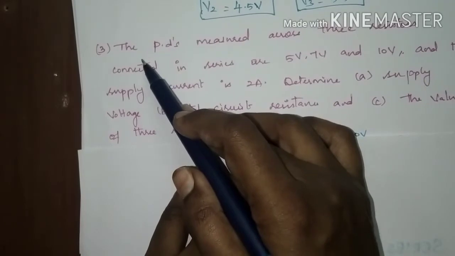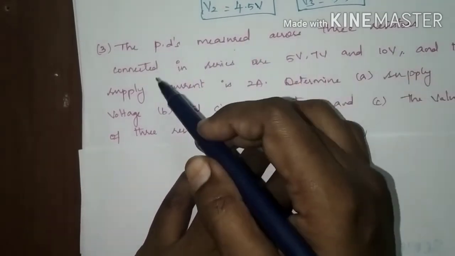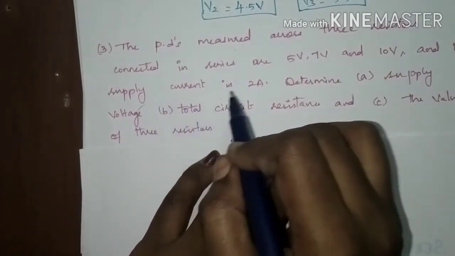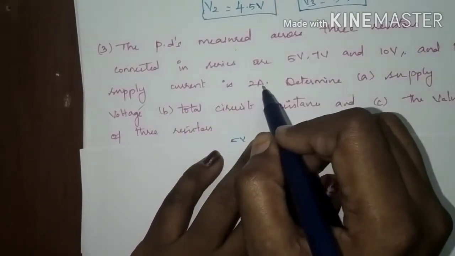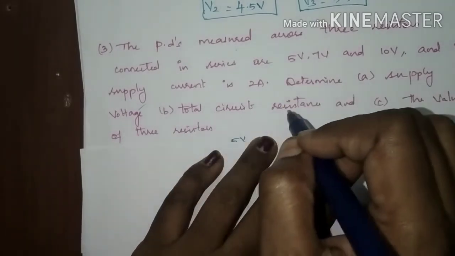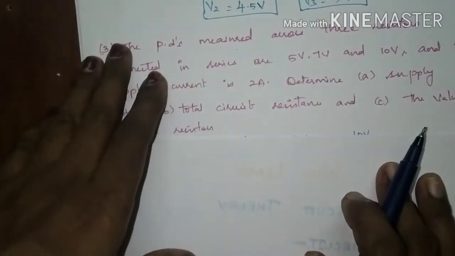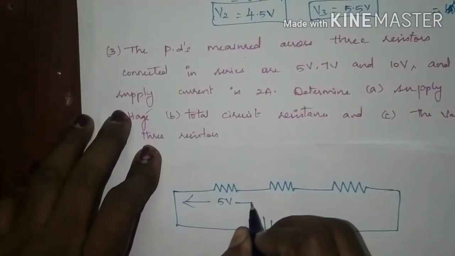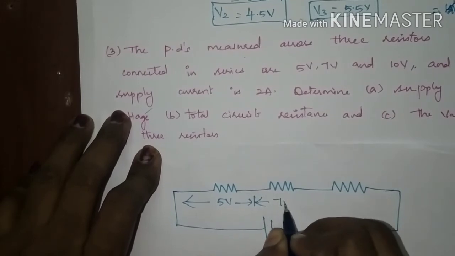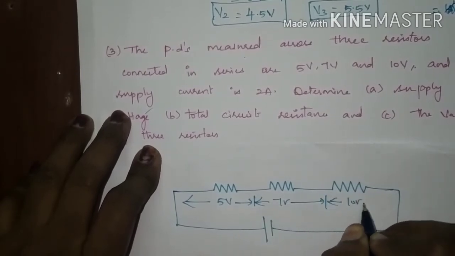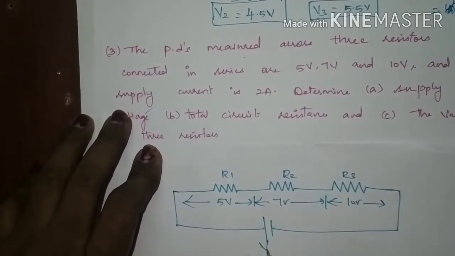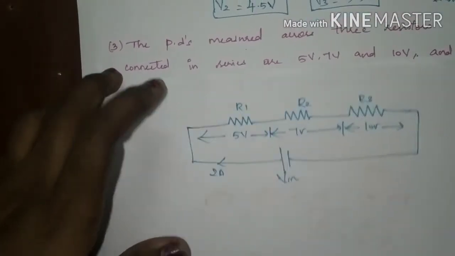See the third problem. The potential drops measured across the 3 resistors connected in series are 5 volt, 7 volt and 10 volt. Find the supply current, and the supply current is 2 ampere. Determine the supply voltage, total circuit resistance and the values of the 3 resistors. First we can draw the circuit. They have given the potential drop across the 3 resistors, 5 volt, 7 volt and 10 volt. We have to find the resistor values as well as the input supply voltage, and the current given is 2 ampere. We can solve this problem.